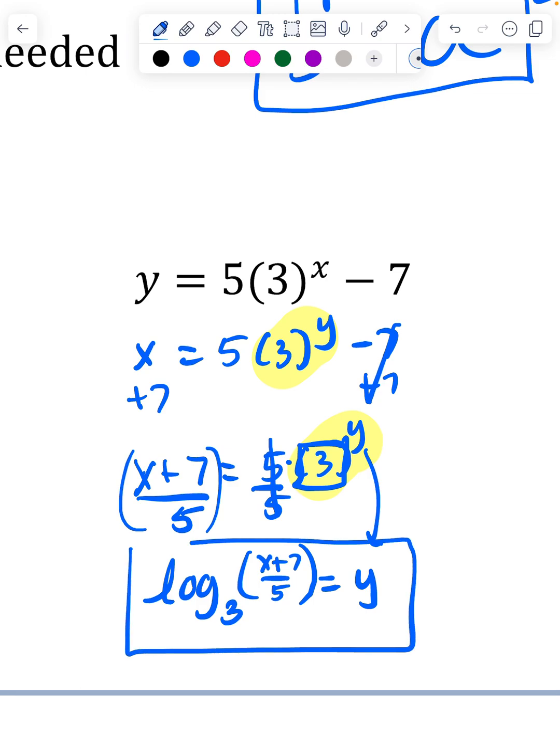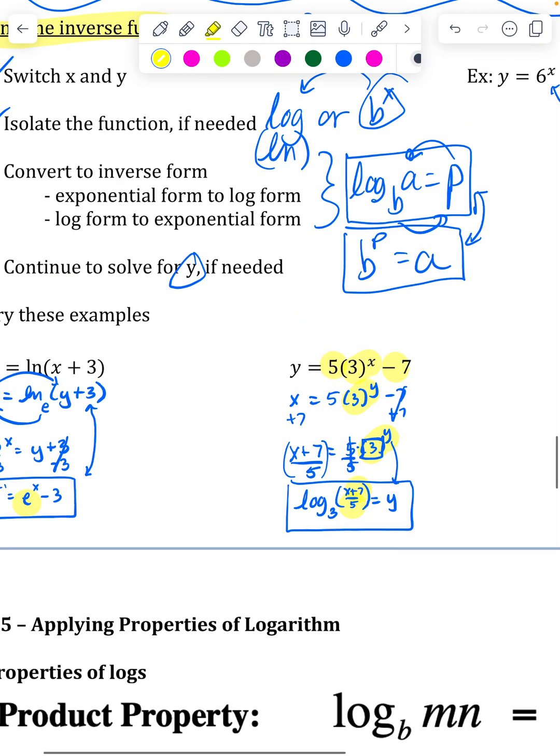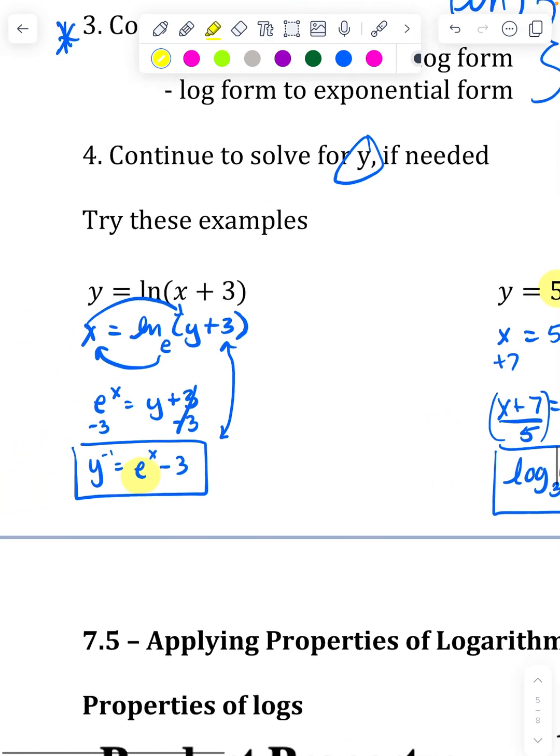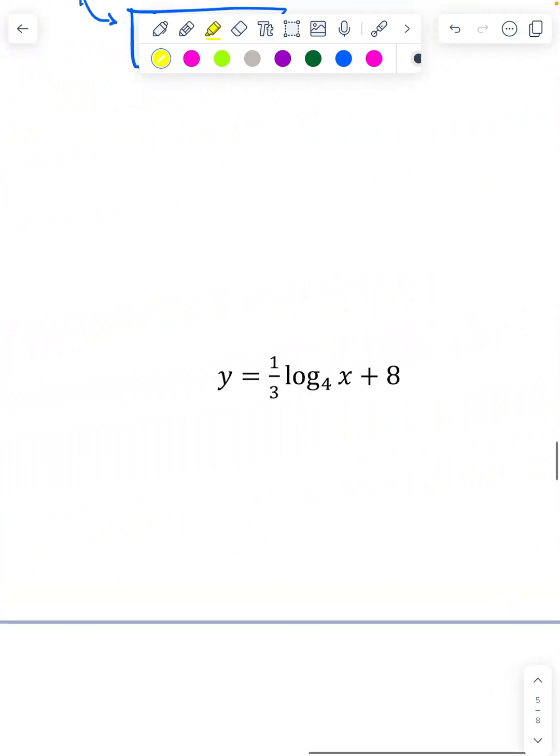So I ended up with a log base 3, which is what I expect since I started off with an exponent of base 3. Up here I had a minus 7, so down here I'm glad to see a plus 7. Up here I had a times 5, and down here I have divide by 5. So everything I have at the end is the math opposite of what I had at the beginning.